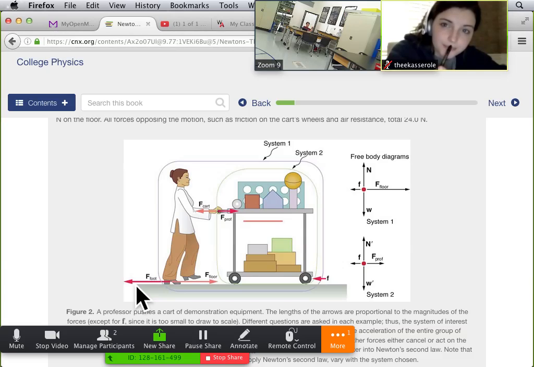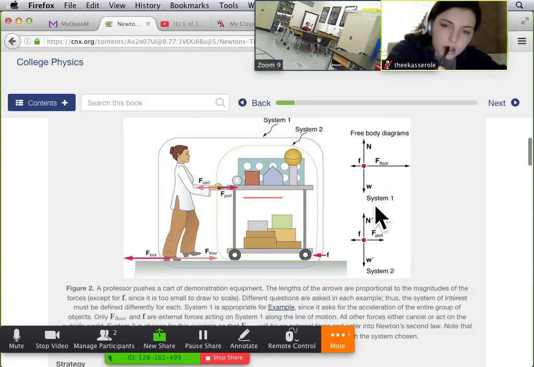The floor, the ground. And the ground is not our system, right? She pushes backward on the ground, the ground pushes forward on her, she is part of the system, so that force is in the system. And this is very important because it can get very confusing as we start putting forces together.